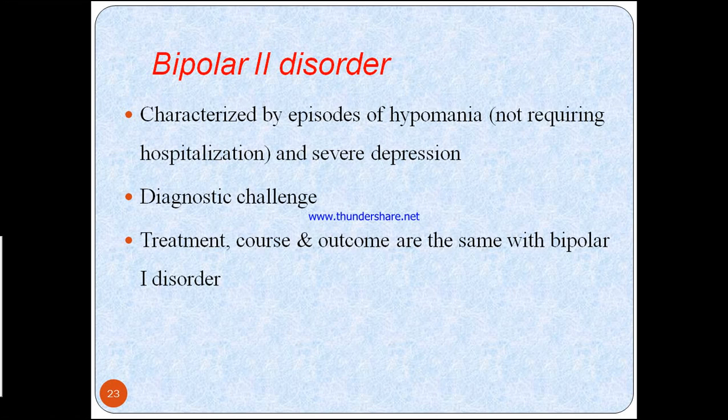Then what's bipolar 2 disorder? Bipolar 2 disorder is characterized by episodes of hypomania. Hypomania is a mild form of mania which does not require hospitalization, plus severe depression. Hypomania plus severe depression is bipolar 2. Mania plus severe depression is bipolar 1. So this is very challenging to diagnose. Treatment course and outcome are the same as bipolar 1.